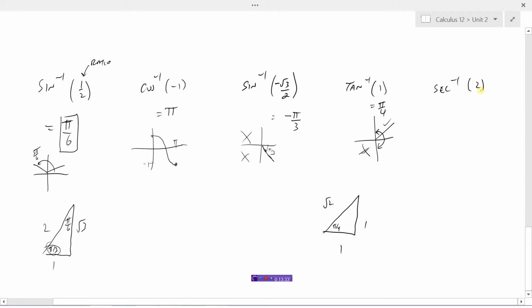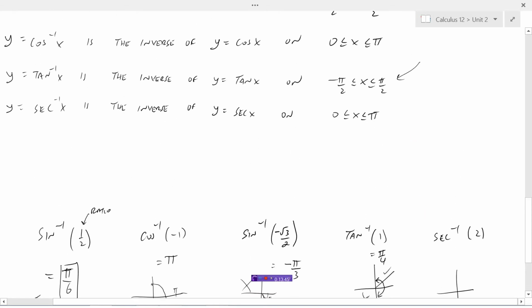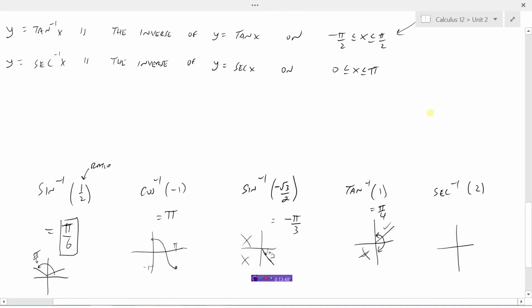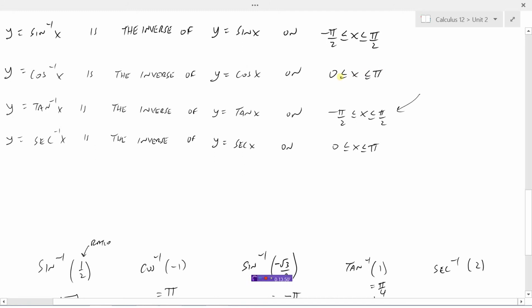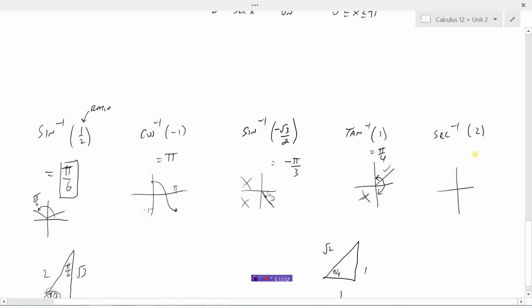Inverse secant of 2. So secant theta is the reciprocal of cosine. Secant is positive in the same places that cosine is positive. From 0 to pi is the same domain as the inverse cosine, so we can use this quadrant or this quadrant. Cosine is positive in quadrant 1, so we'll be using the angle in quadrant 1.